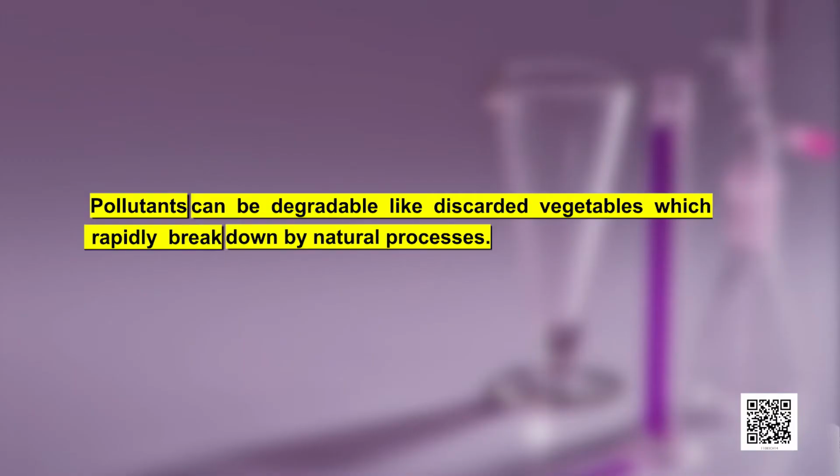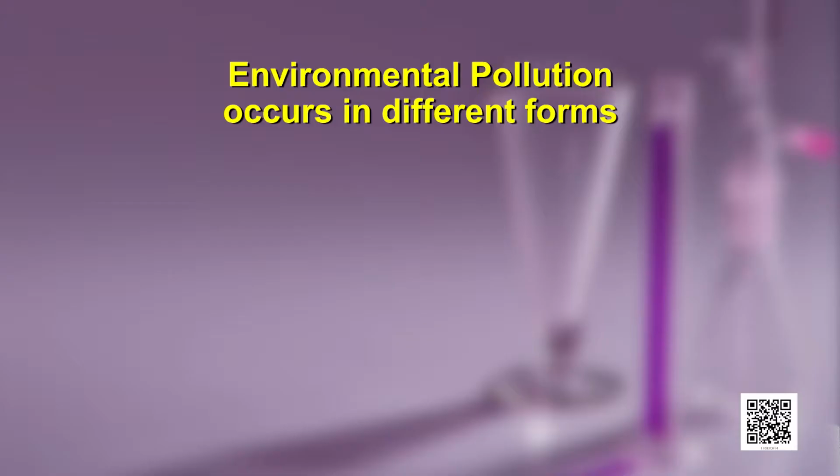Pollutants can be degradable, like discarded vegetables which rapidly break down by natural processes. On the other hand, pollutants which are slowly degradable remain in the environment in an unchanged form for many decades. For example, substances such as dichloro-diphenyl trichloroethane known as DDT, which is banned nowadays, and plastic materials, heavy metals, many chemicals and nuclear waste, etc. These are examples of non-biodegradable substances. These pollutants cannot be degraded by natural processes and are very harmful to living organisms.